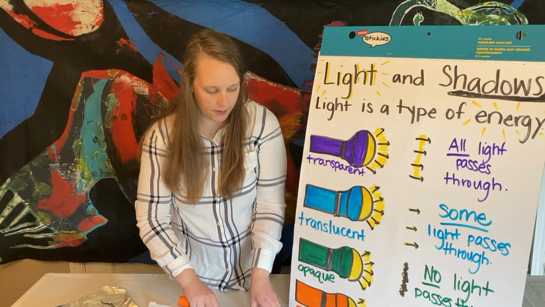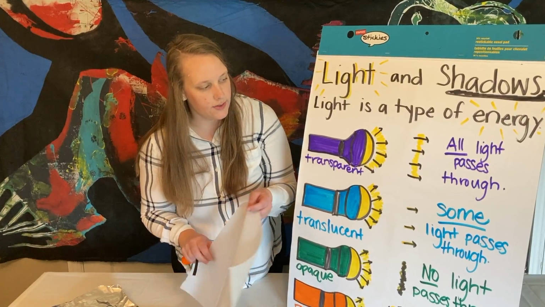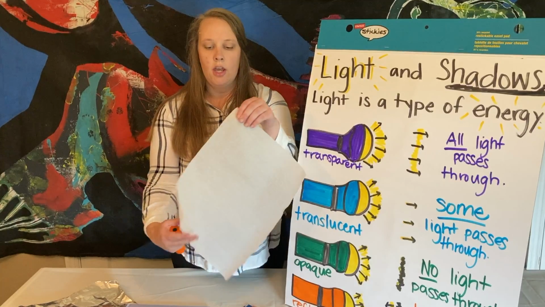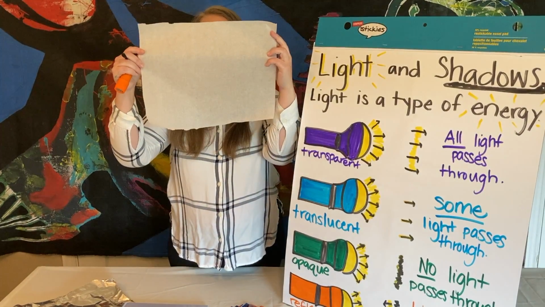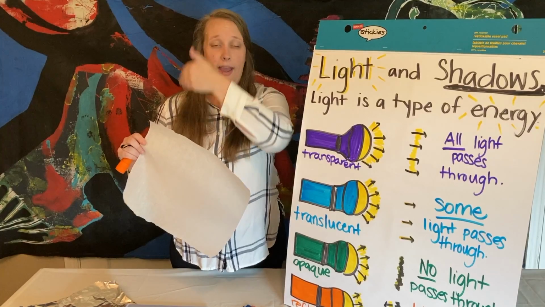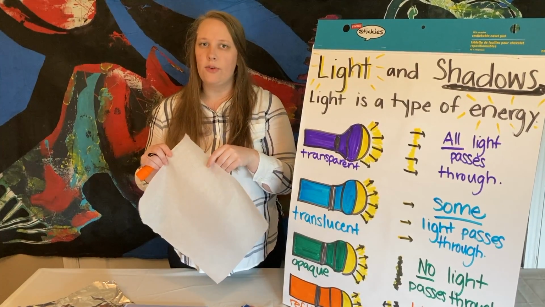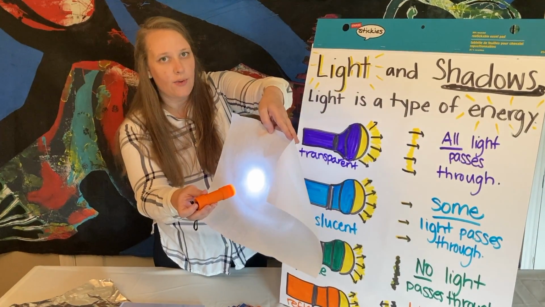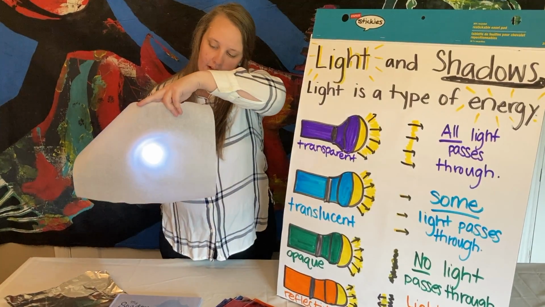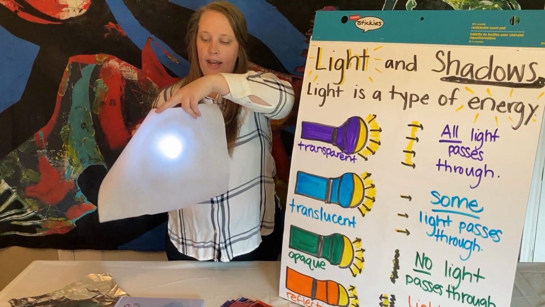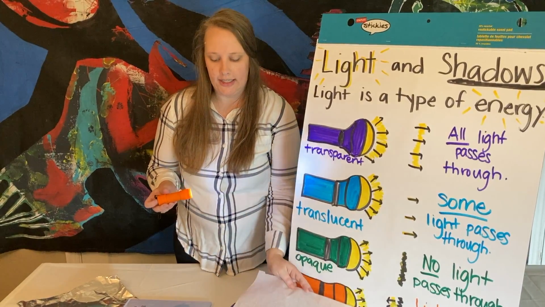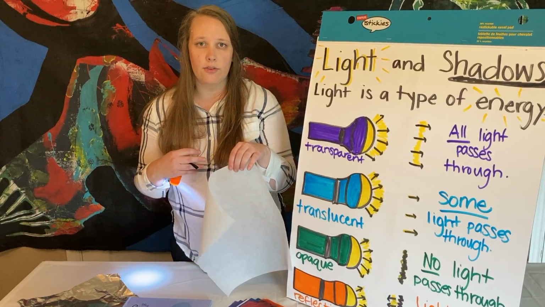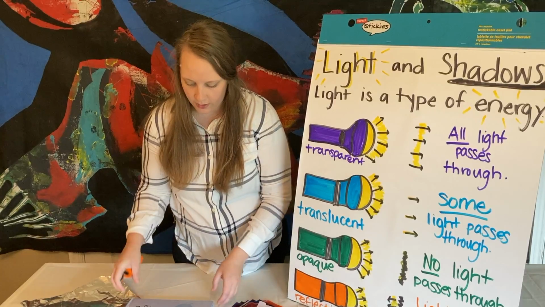The next type of opacity is translucent. A translucent object allows some light to pass through it. So when I put this in front of my face, you can probably see my outline, but I doubt you can see much more than that. When I shine my light on this, it's allowing light to go through it. You can even see it on the back side, but it wouldn't allow me to see very many details. So a translucent object lets some light through, but not very much.